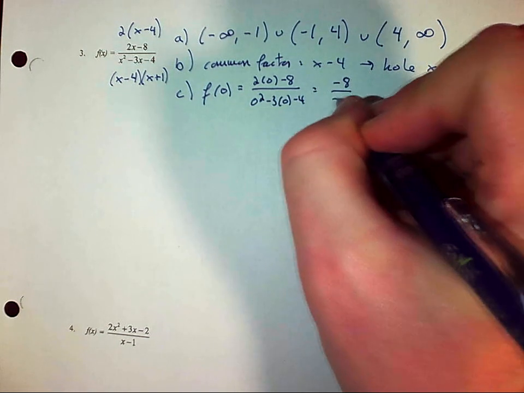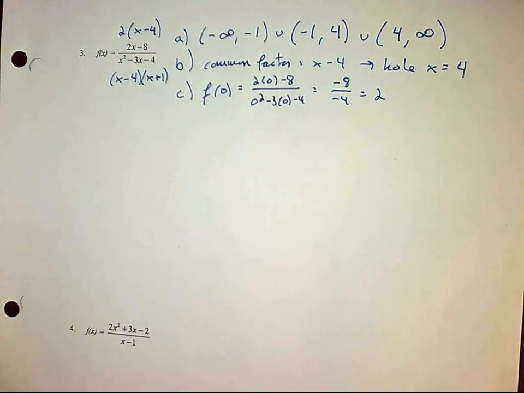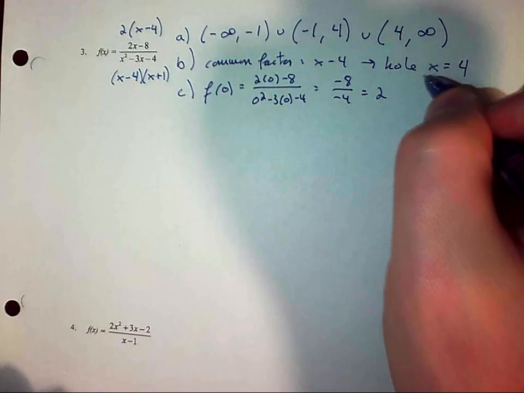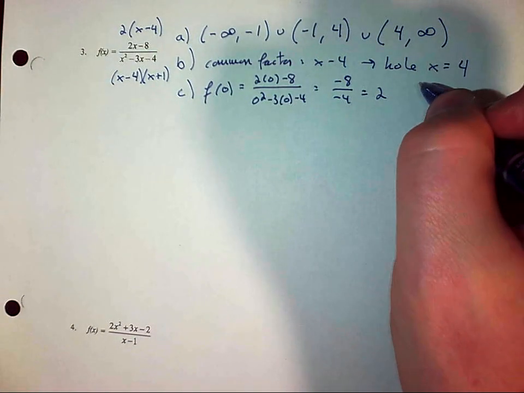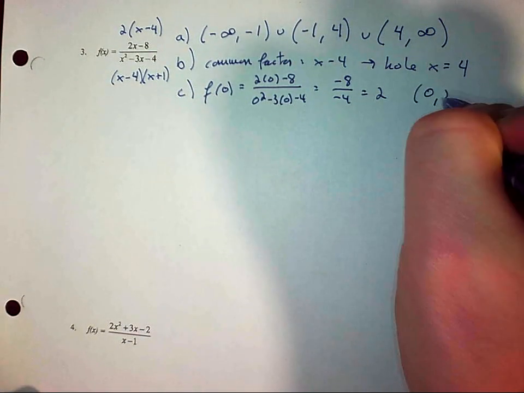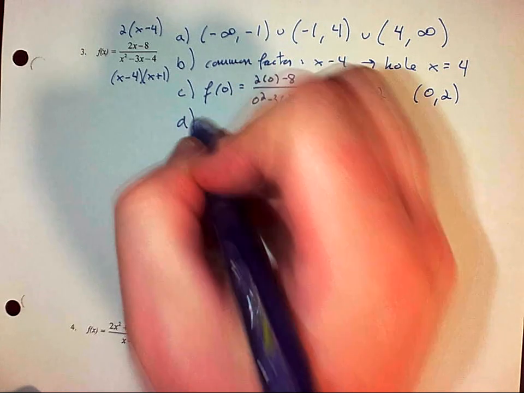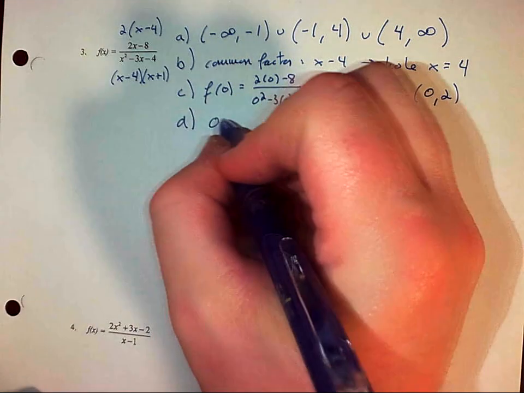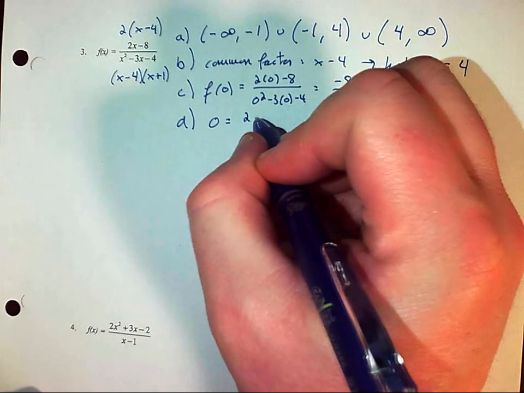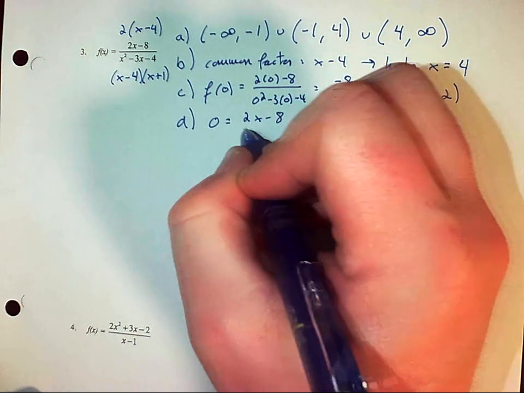So we're going to have -8 divided by -4, which is just the same thing as 2. So therefore, our y-intercept is at (0, 2). D is the x-intercept. That's when we let y be equal to 0.